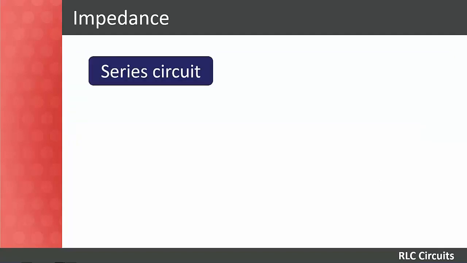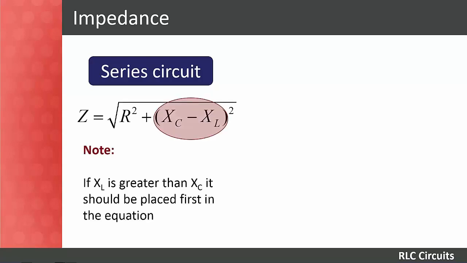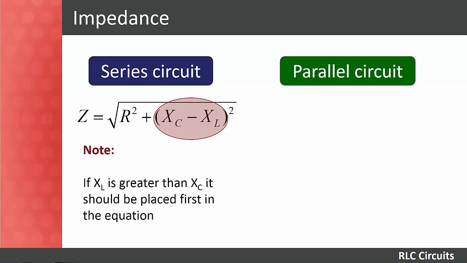For a series circuit, impedance is calculated using this formula. Note that we need the square of the difference between Xc and XL. So if XL is greater than Xc, it should be placed first in the equation. For a parallel circuit, we use the following formula.